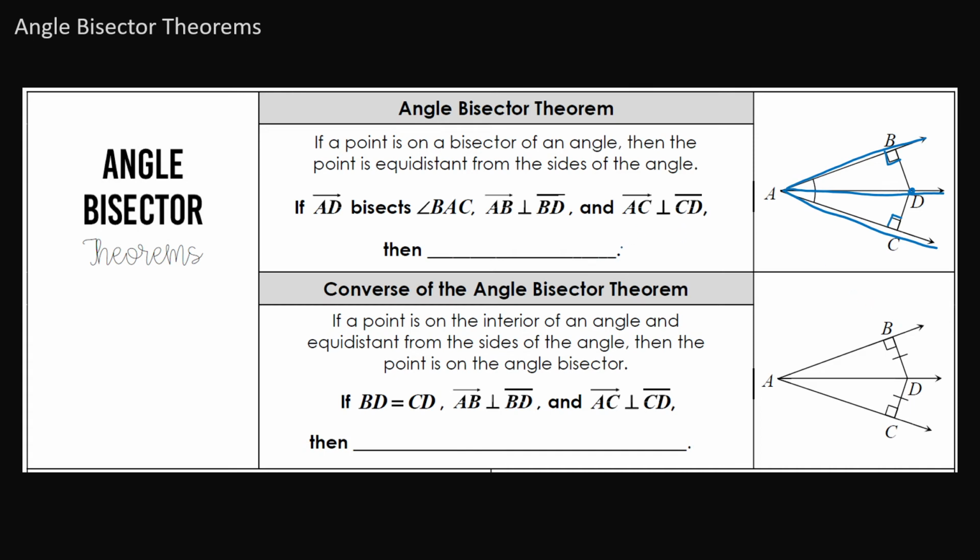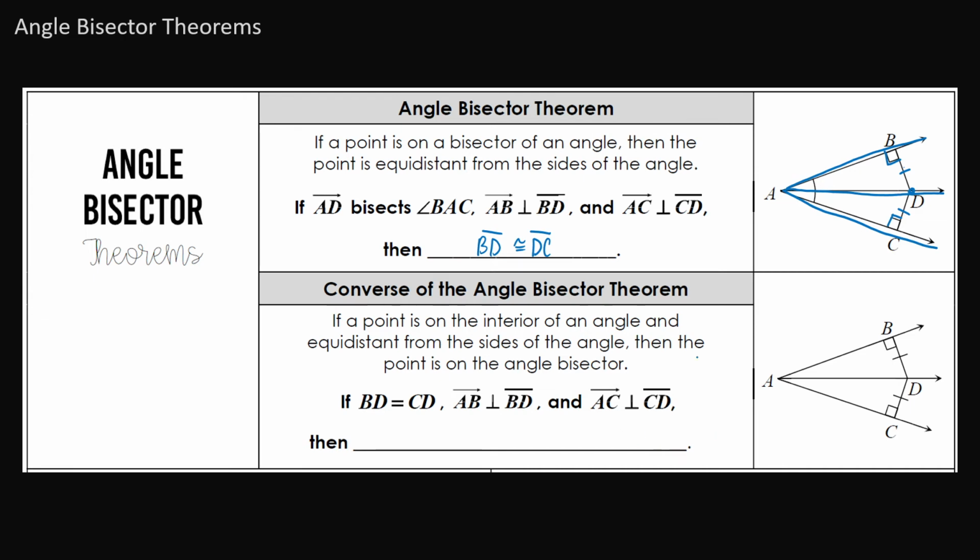So if that is all true, then we know that the two portions of these triangles here are also congruent to each other. We're saying that BD is congruent to DC. And then the converse, saying the same thing but backwards.